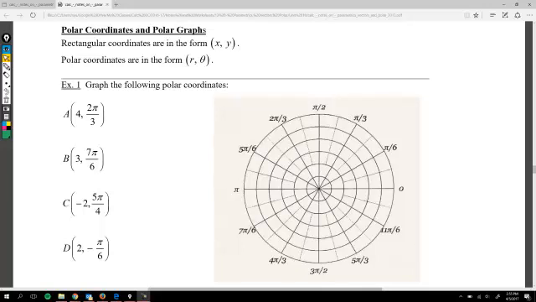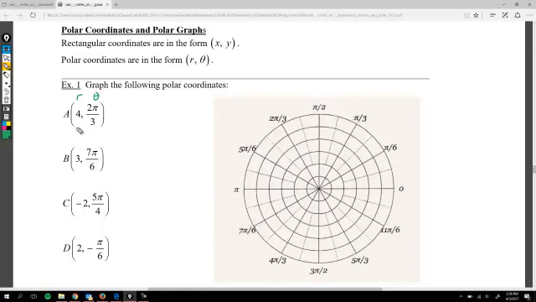Hi everyone, we are moving on to polar, and so quick review. So first, just graphing polar coordinates. We're going to graph these four polar coordinates, and hopefully you remember the first number in polar is our radius, or our distance that we're traveling. Our second number is theta, or our angle, which is stated here.